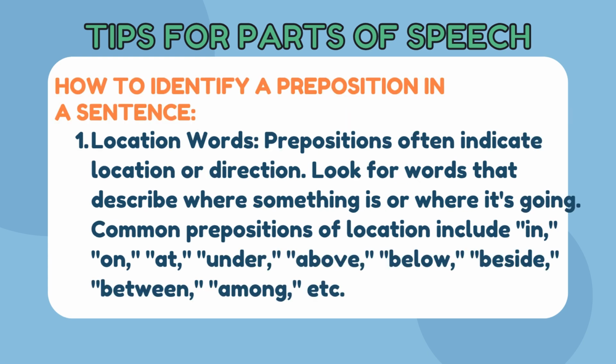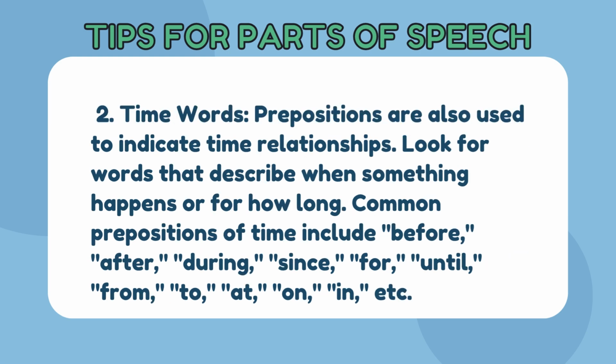And how to identify a preposition in a sentence. Prepositions often indicate location or direction. Look for words that describe where something is or where it is going, like in, on, at, under, above, below, beside, between, among. These are all common prepositions. And also time words, like before, after, during, since, for, until, from, to, at, on, in. These also describe time relationships, and when something happens or how long it happens.